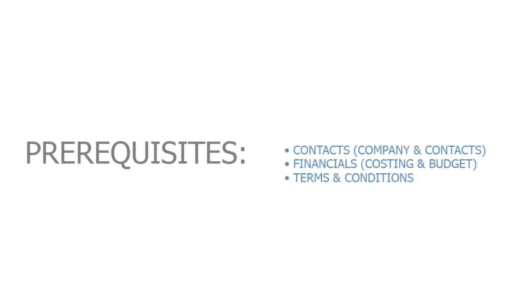Ensure that all companies and contacts you will be using on the project have been associated to your project. The project cost codes and budget lines must be populated and linked to one another. Terms and conditions must also be linked to your project prior to creating a purchase order.